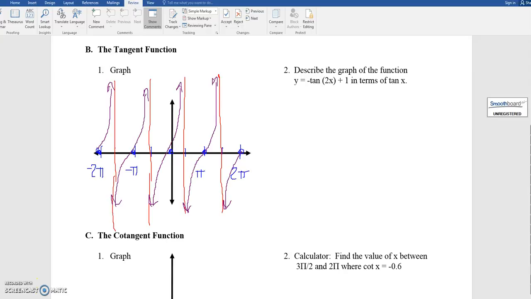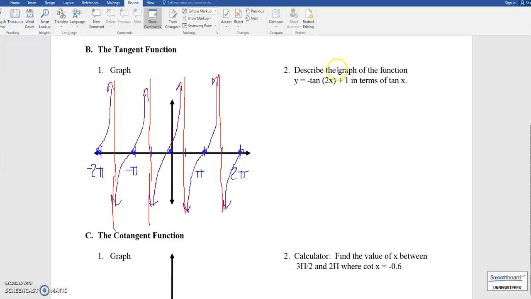Okay, so that is what our graph of tangent would look like in the end if we did cycles from negative 2 pi to 2 pi. And again, just remember where the x-intercepts are, where the vertical asymptotes are, and think about where the quotient of y divided by x on the unit circle would be positive or negative.